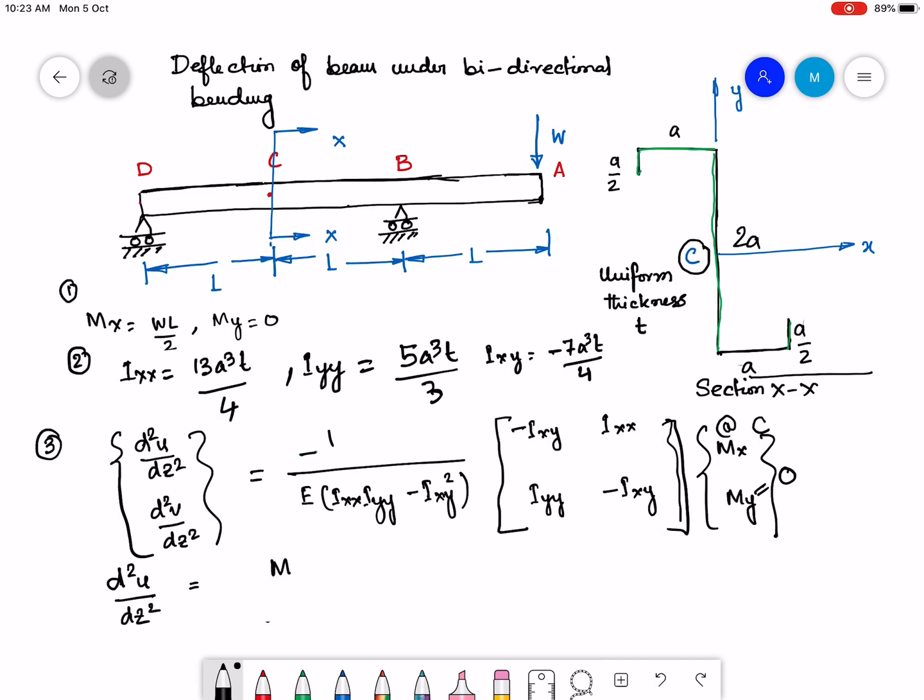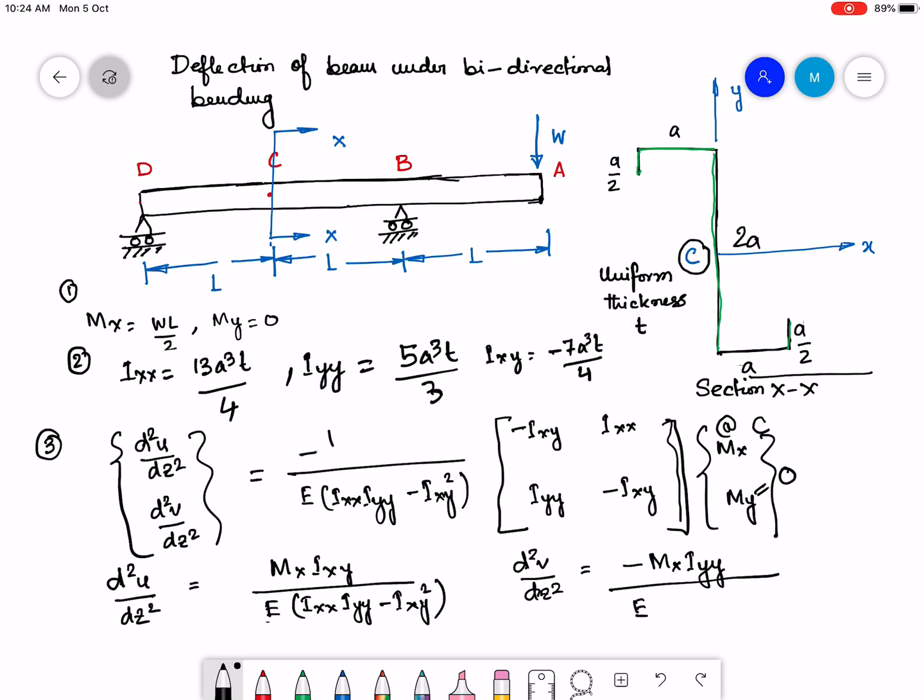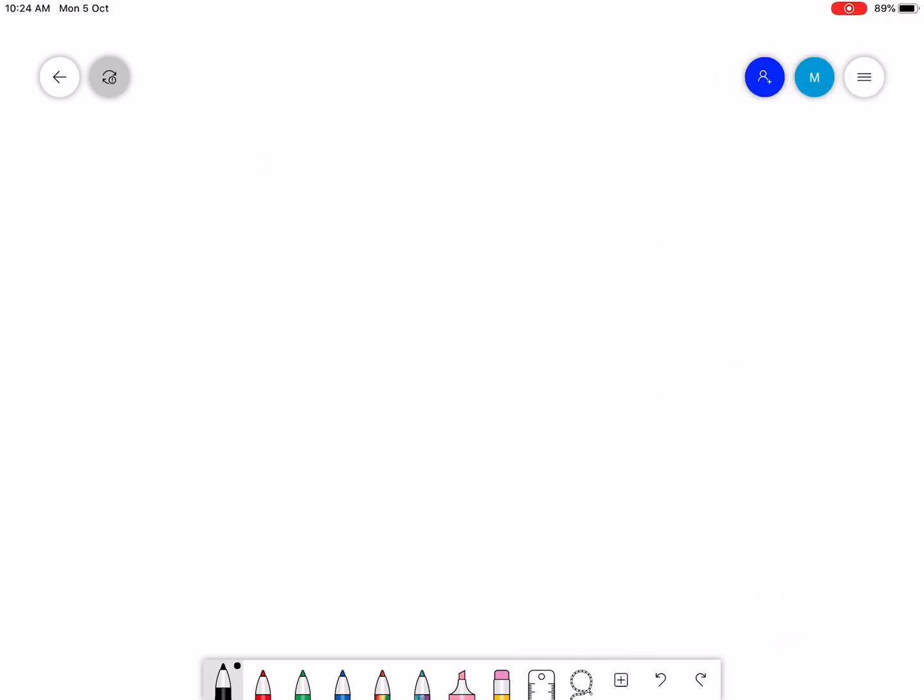del 2u by del z square is equal to mx ixy by E ixx iyy minus ixy square, and d2v by dz square is going to be minus mx into iyy, okay. So this is going to give us the expression relating the displacement with the moment and the sectional property. Okay, now I can actually clear the canvas and use the value of ixx, ixy and iyy here and try to find out u and v.